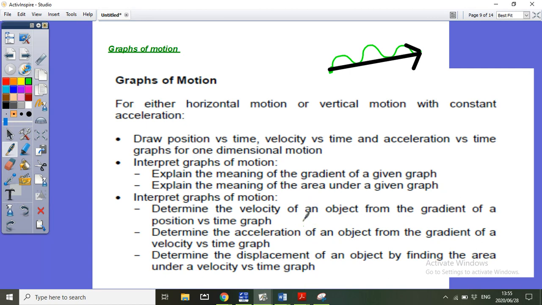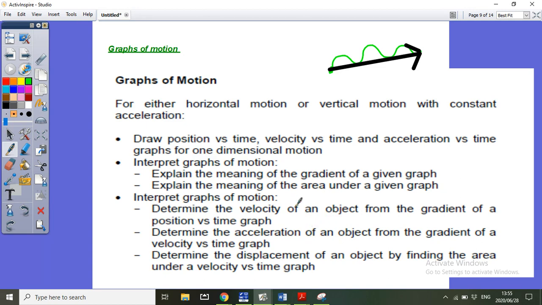And this is the important part where you interpret the graphs of motion and look at the gradient or the area under the graph. When we say area under the graph, we actually say it wrong because we should say the area between your line and the x-axis, because it's not always under the line. And I'll tell you more. When I have an example, I'll show you what I mean there.